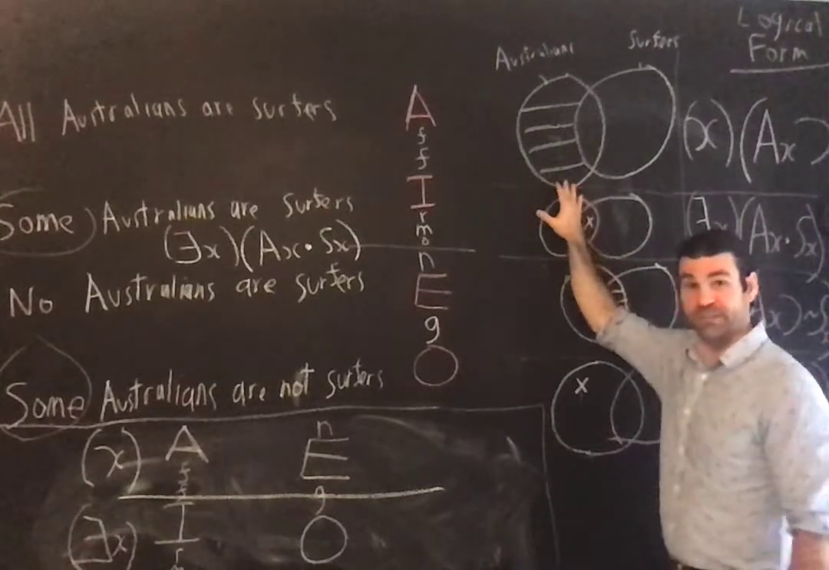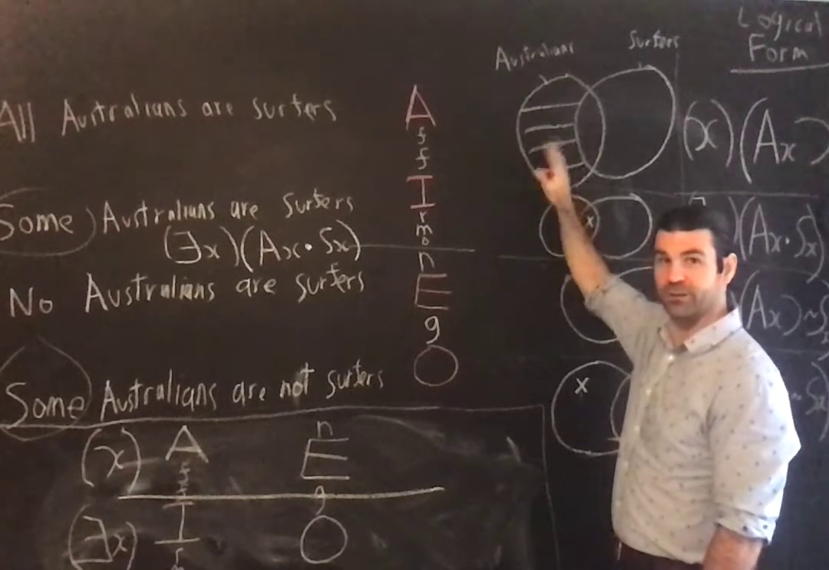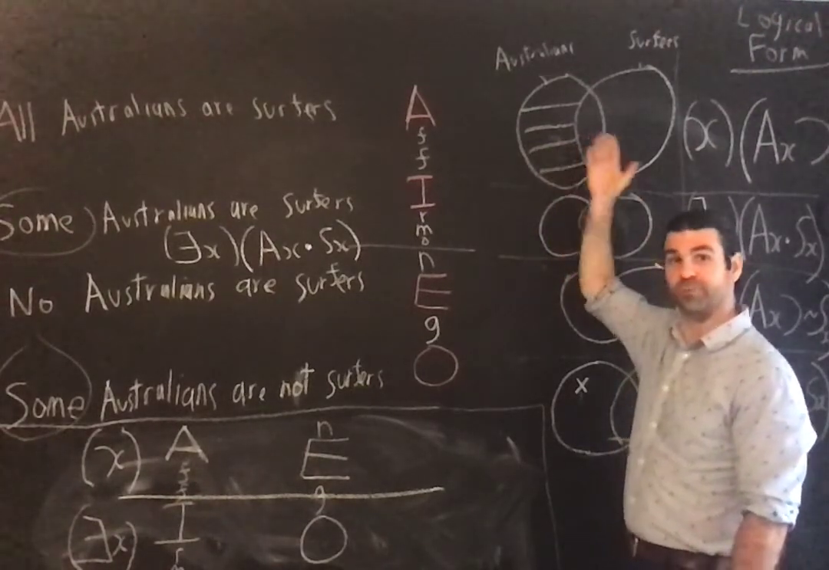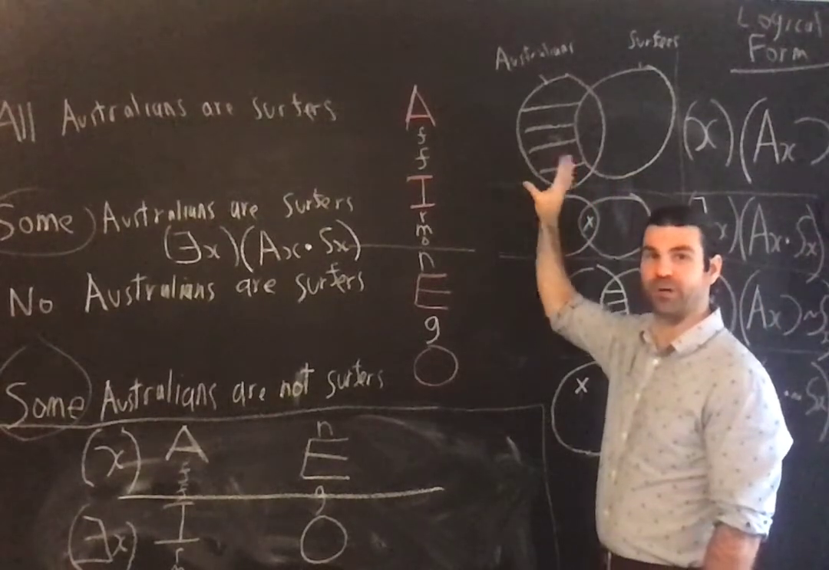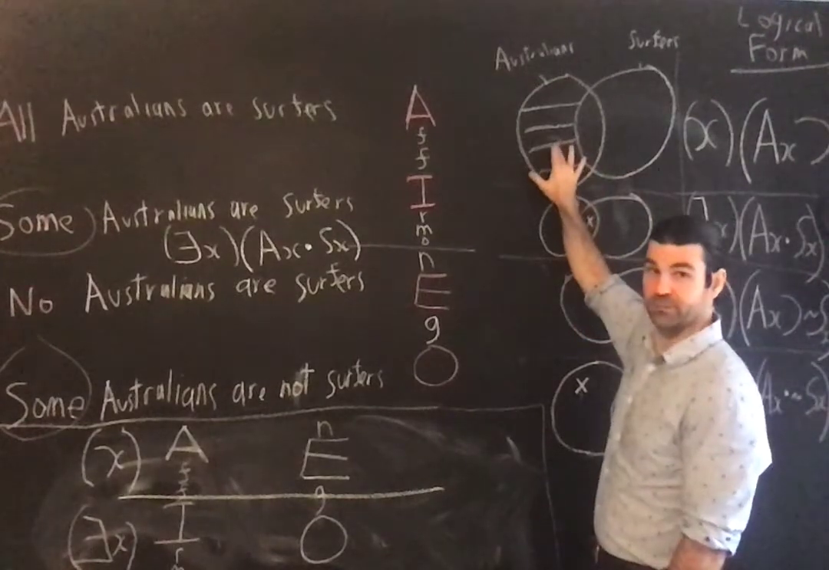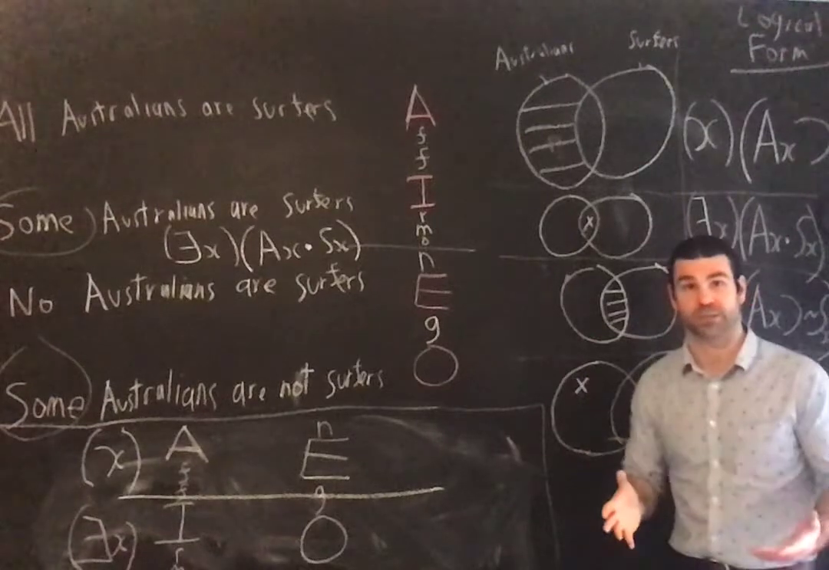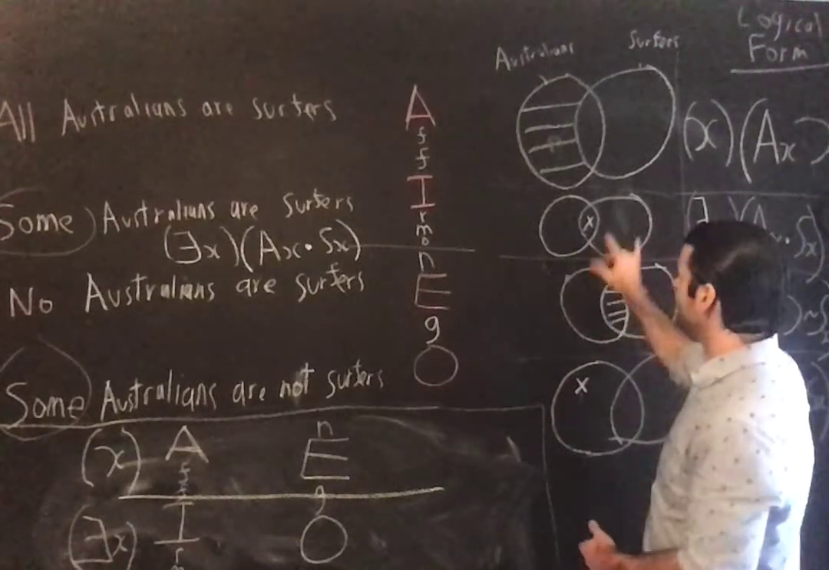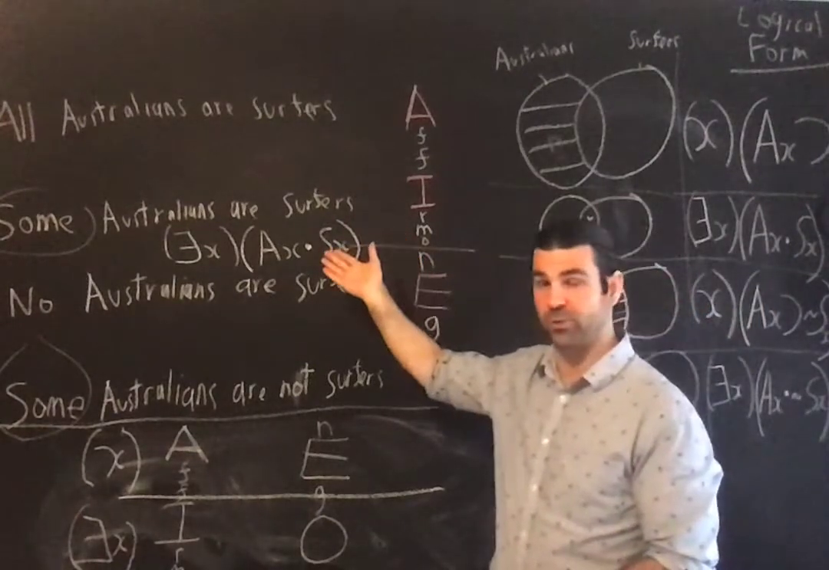We represent that by saying this section is empty, right? There are no Australians who are excluded from the class of surfers. Or in general, there are none amongst the subject class that are excluded from the predicate class. So there are none in this section, because this is the section of things that are in the subject class that are excluded from the predicate class. Easy. Okay?